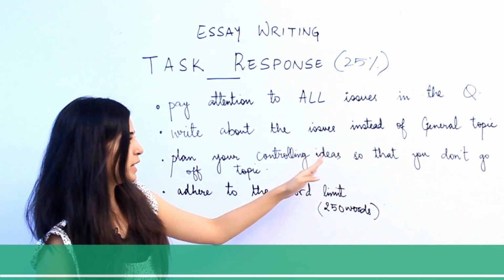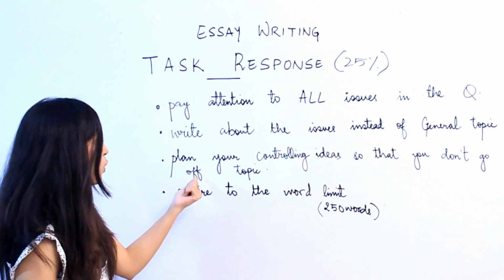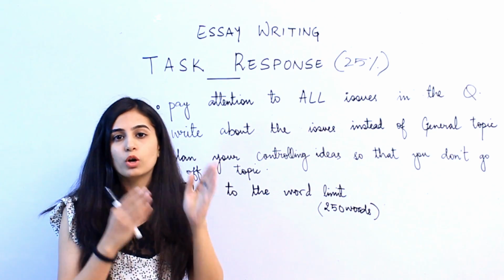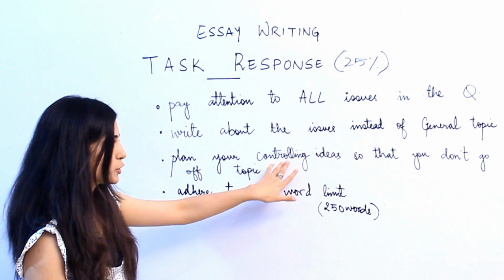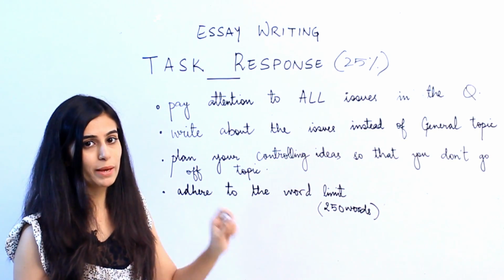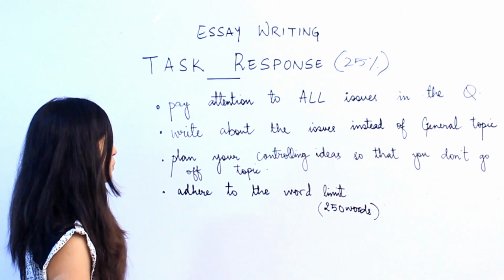Number 2, controlling ideas would help you outline and structure your answer so that you don't go off topic or focus on the general topic. So this is another important factor. Controlling ideas should be related to your specific issue at hand and not to your general topic.